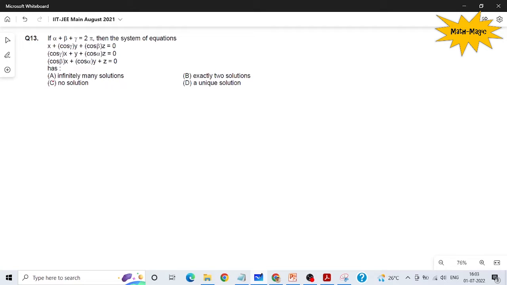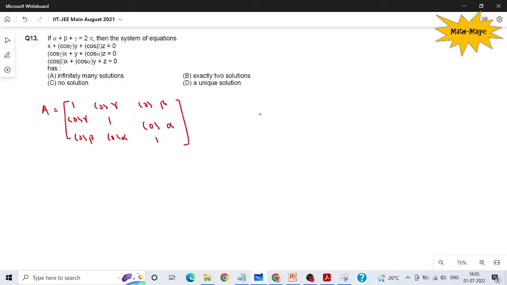Now, as it is three equations in three unknowns, we can construct a matrix. Say a matrix A is equal to 1, cos gamma, cos beta; cos gamma, 1, cos alpha; cos beta, cos alpha, and 1.